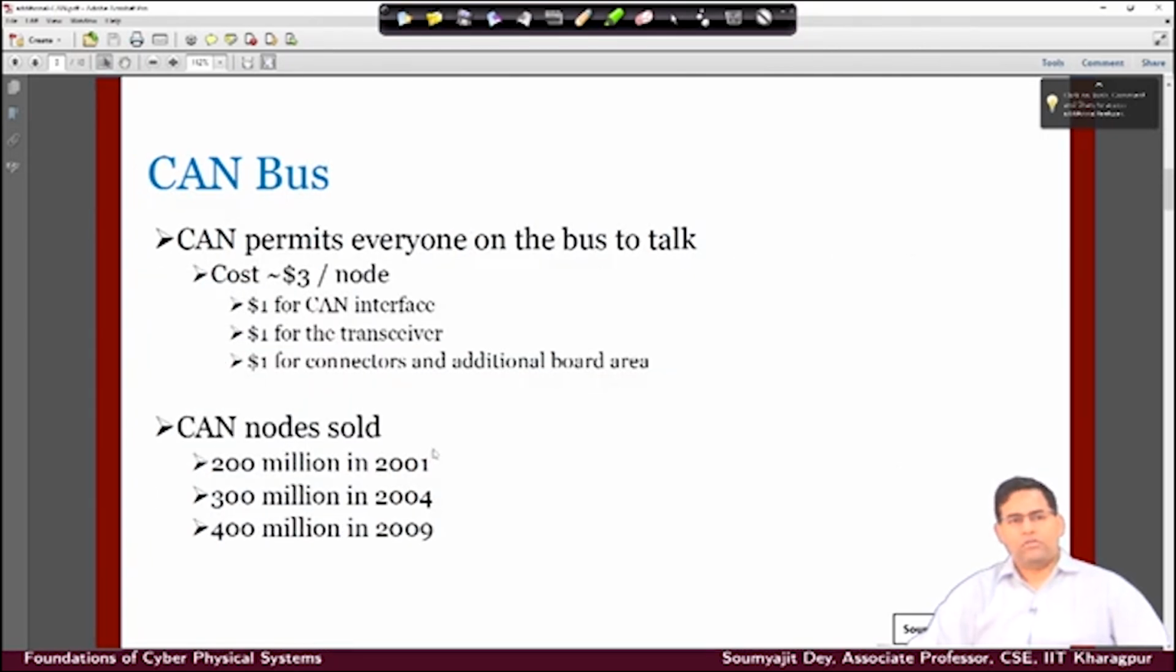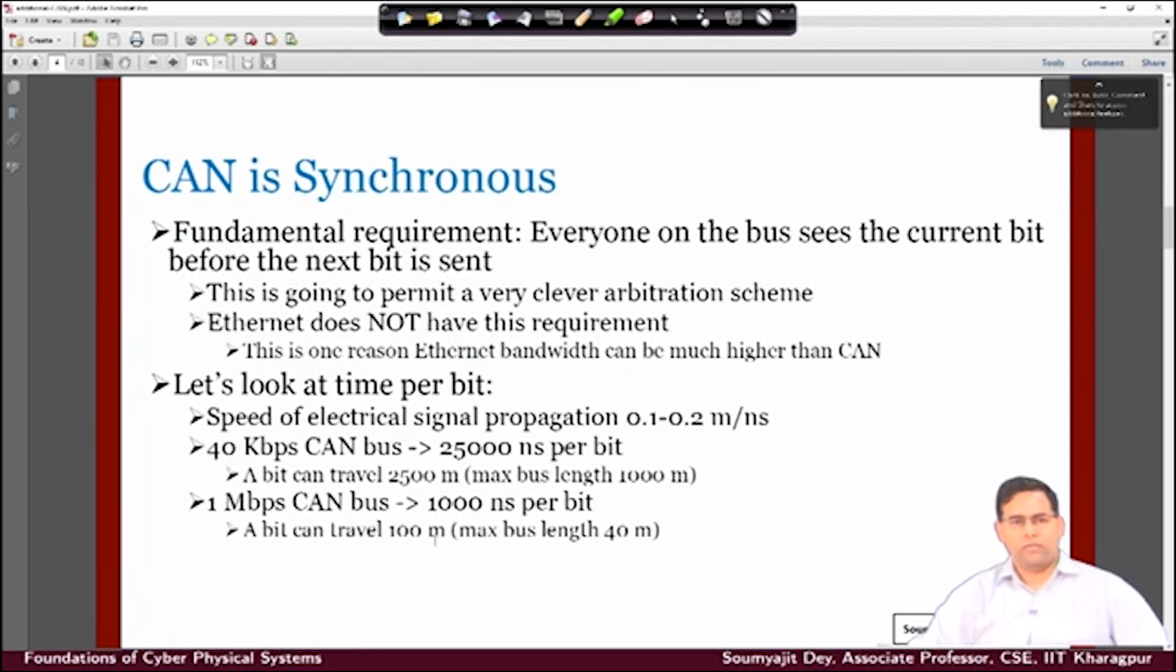Now the CAN nodes are the way they are designed. They are very cheap actually. They permit every node on the bus to talk, and the CAN interfaces and the transceivers are very cheap actually. And as you can see, the number of CAN nodes sold in different regions. This is a pretty old statistic, but still it's quite significant, because CAN is kind of a de facto standard in automotive, and CAN is also used in several other industries.